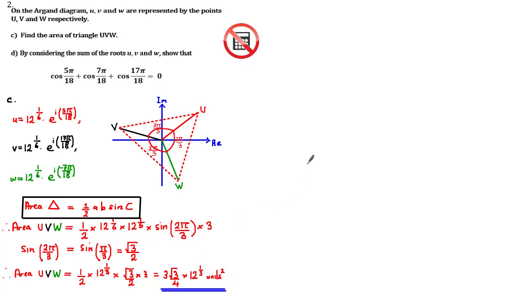Okay, let's have a look at the final part to this question. By considering the sum of roots u, v and w, show that cosine of 5 pi over 18 plus cosine of 7 pi over 18 plus cosine of 17 pi over 18 is equal to 0.